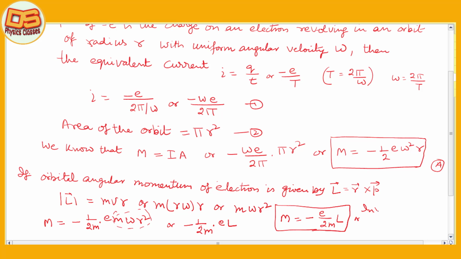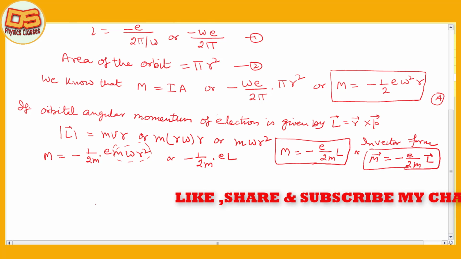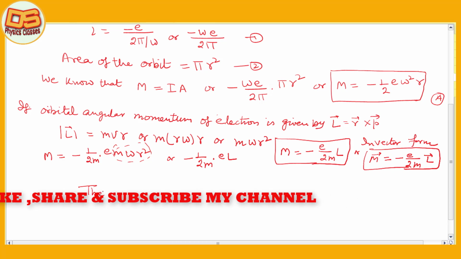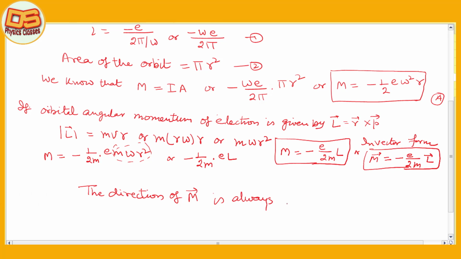Or in vector form it can be written as m is equal to minus e upon 2m L. Means the direction of m is always in the opposite direction of L. This is angular momentum. Clear?